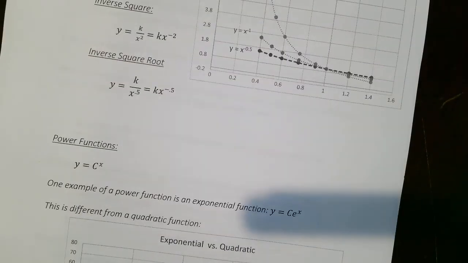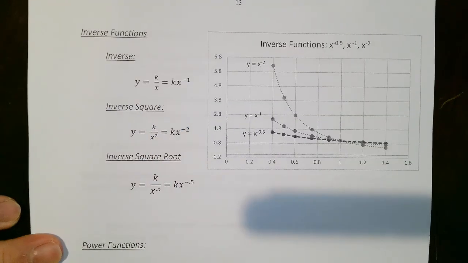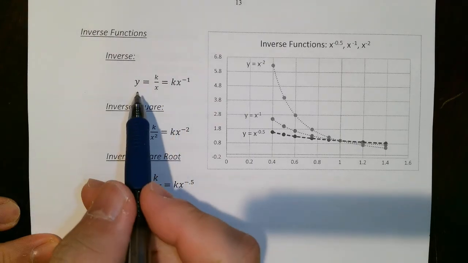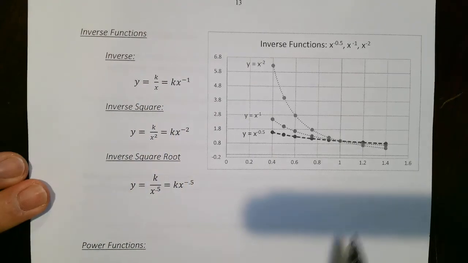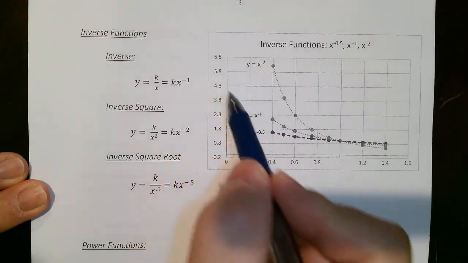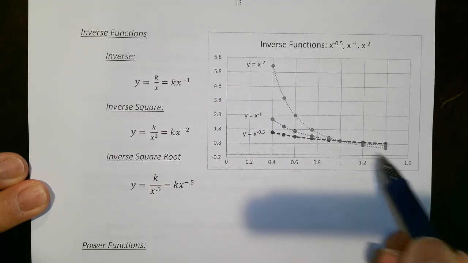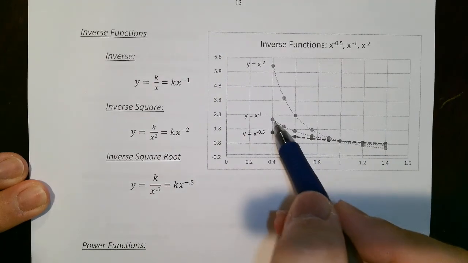Inverse functions, for example. That's when you have your variable in the denominator, okay? When you have a variable in the denominator, you will have one of these, right? Now, what happens when it approaches zero?